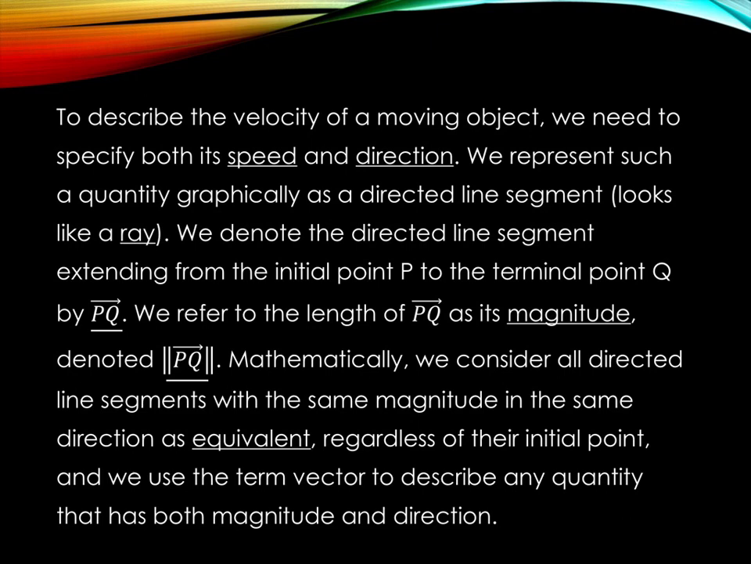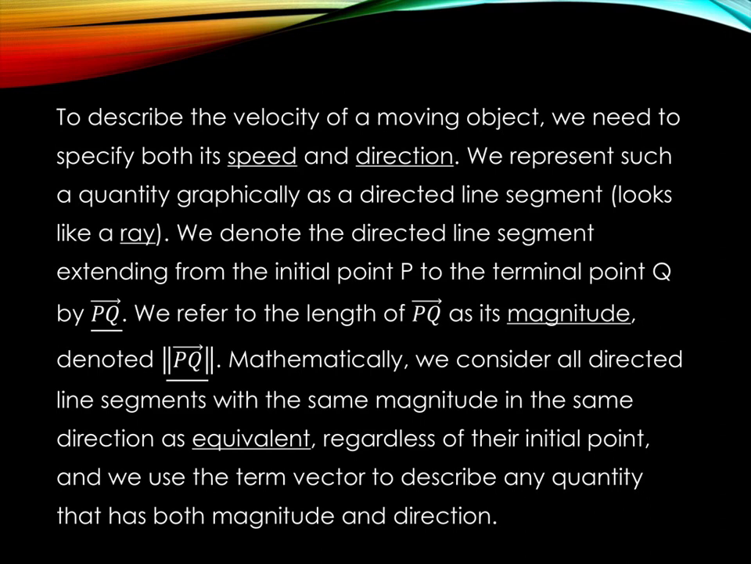So we're going to start with a little bit of notation and descriptions. In order to describe the velocity of a moving object, we need to specify both its speed and direction. Okay, so velocity is kind of like speed, but the direction in which it goes is involved as well. We can represent such a quantity graphically as a directed line segment, and you can think of that as a ray. We denote the directed line segment extending from the initial point P to the terminal point Q by what looks like a ray, PQ. Okay, that's geometry kind of notation that you've probably seen before.